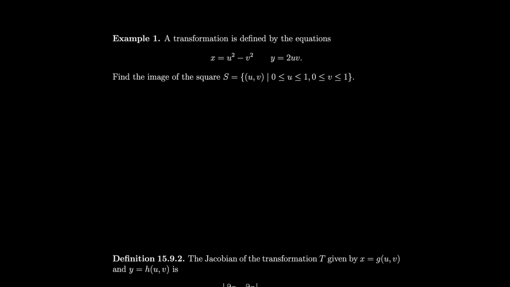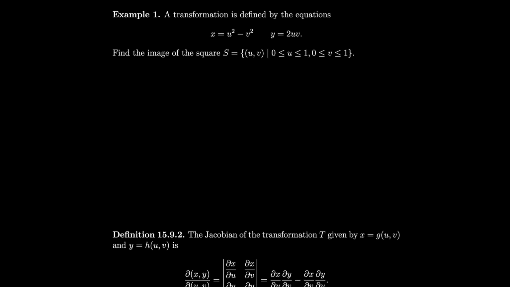As an example, we have a transformation defined by the equations x equals u squared minus v squared, y equals 2uv. Let's find the image of the square S equal to the set of (u, v) such that u is between 0 and 1 and v is between 0 and 1. So how about we first try drawing the square in the uv plane. Here's u, here's v, and I need a square, so let's say this is my square. This could be (1, 0), because u goes all the way up to 1, starts at 0, and then this could be (0, 1), because v goes up to 1.